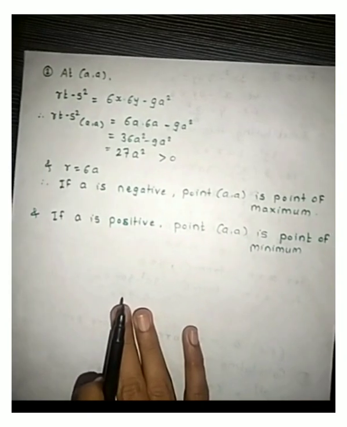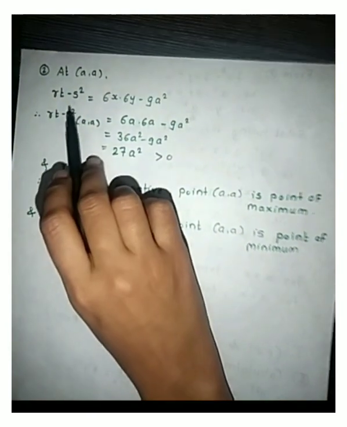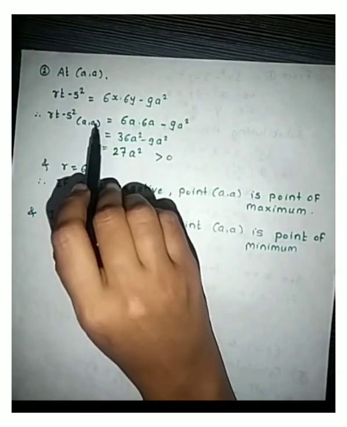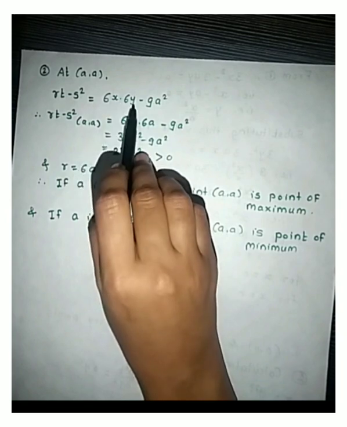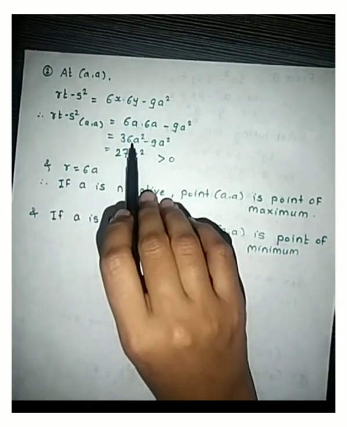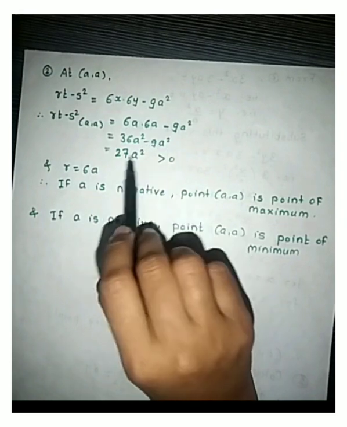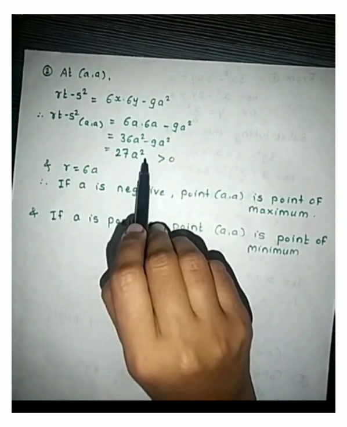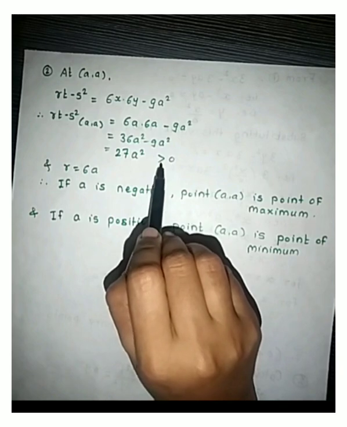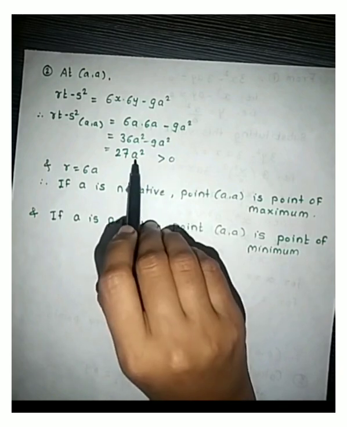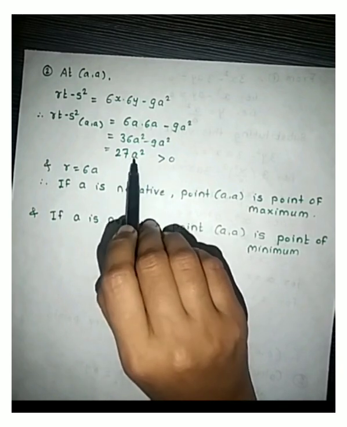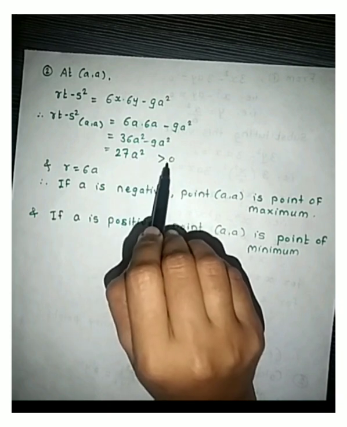And at point (a, a), if we calculate rt minus s square, then x is a, y is a. Therefore, its value is 36a square minus 9a square, which is 27a square, which is always greater than 0. It's always positive.